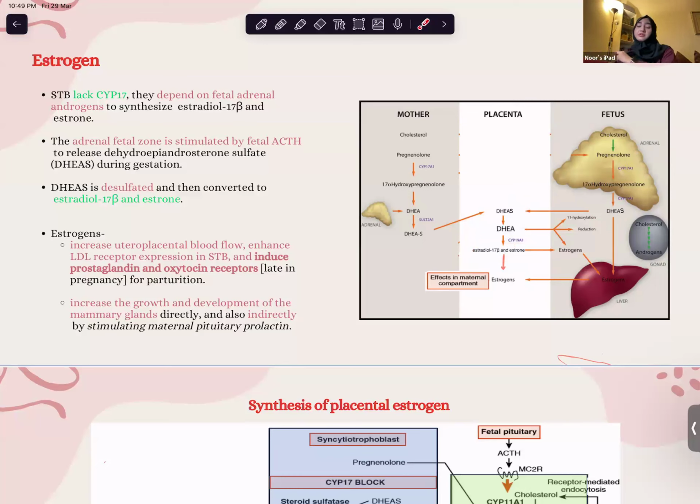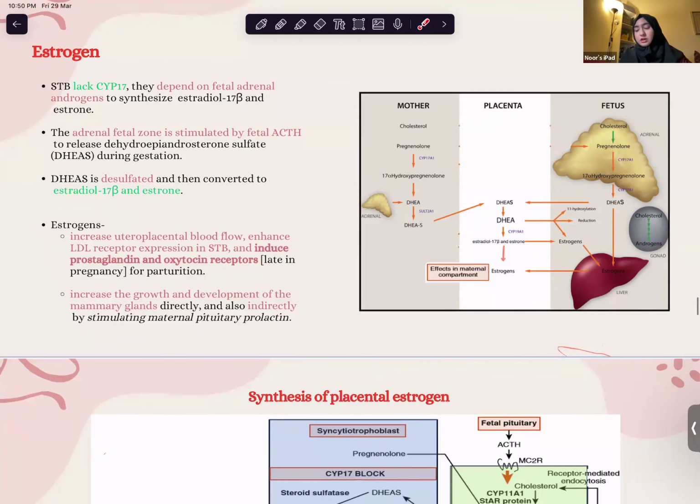And what are the functions of estrogen here? It increases uteroplacental blood flow, enhances LDL receptor expression in the syncytial trophoblast, and induces prostaglandin and oxytocin receptors later in pregnancy. Prostaglandin and oxytocin are very important in labor. They help in the contraction of the myometrium, or uterus, and help push the baby outside. So the function of estrogen is to induce those receptors. It is also involved in the growth and development of mammary glands, and directly and indirectly stimulates the maternal pituitary prolactin.